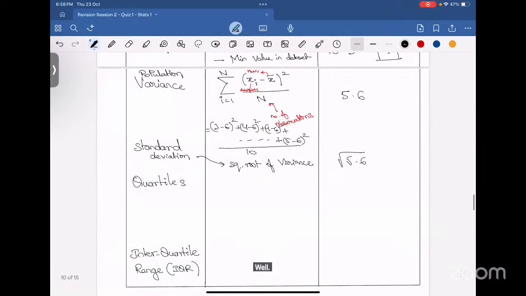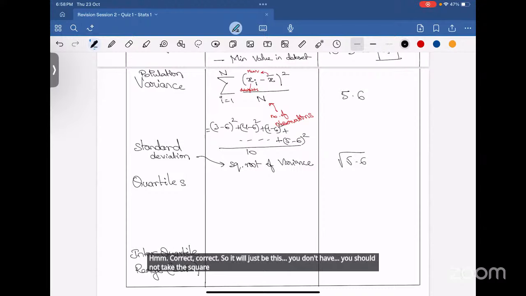Sir, I have a doubt here. Yes. Sir, what will be the symbol of population variance, like sigma or sigma square? Population variance will be sigma square, right? Standard deviation is sigma. When we are asked to calculate population variance, we are calculating the square one, like it is sigma square only. Correct, correct. So it will just be this. You should not take the square root.